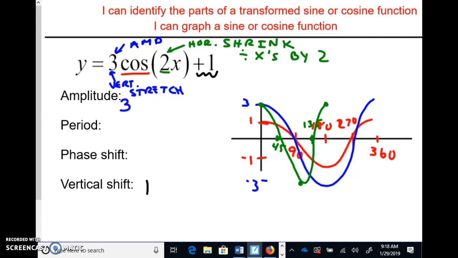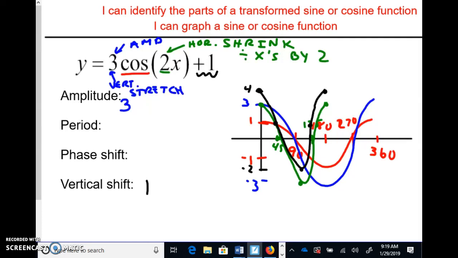So we take what's in green and move it up 1 unit, so it goes up to 4. This point that's at 0, the y value, is now at 1. This one that's at -3 is at -2. This one that is at 0 goes to 1. This one that's at 3 goes up to 4. And what is in black is your final graph.